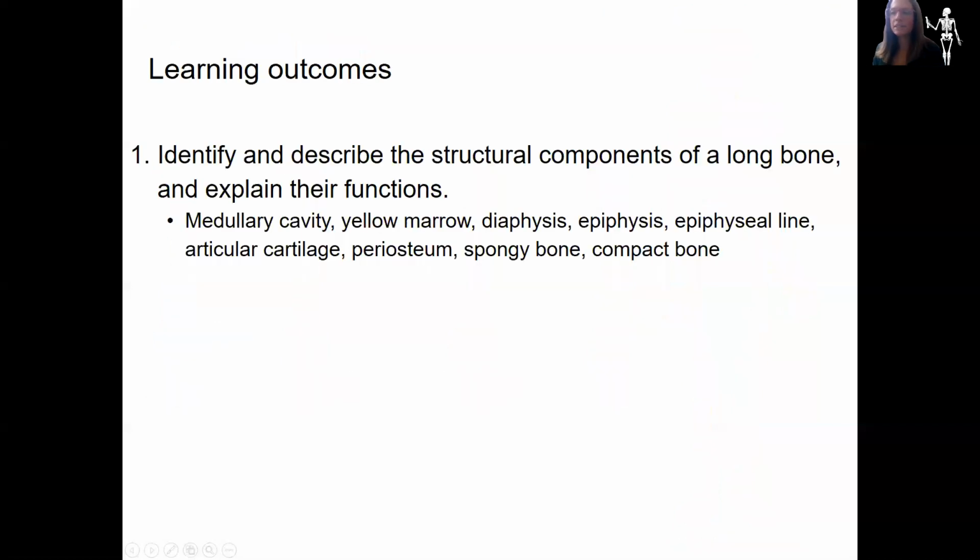So what we've done here is identify and describe the structural components of a long bone and the functions of these parts. One part I just realized I didn't say is the epiphyseal line. I'll come back to this when we talk about bone growth. This is a line that is visible in between at the epiphysis of the bone. So I'll come back to this. You will definitely learn about it. Sorry, I forgot to mention that.